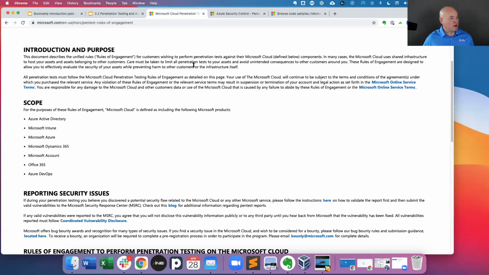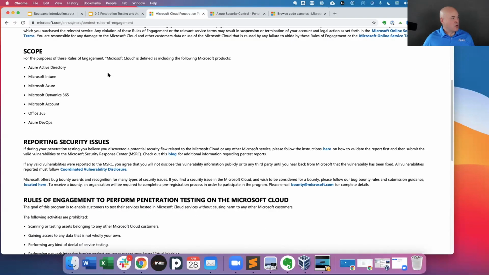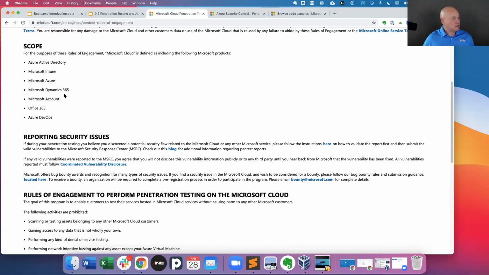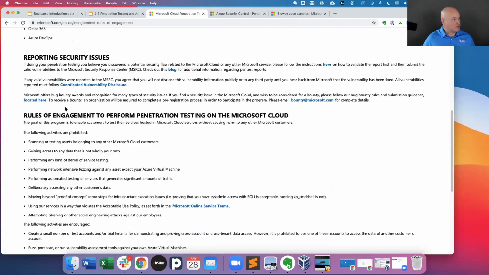So care must be taken to limit all penetration tests to your assets to avoid unintended consequences to other customers. You could accidentally hack someone else, so that's one of the things you want to be careful of. Going through the scope, the purpose of rules of engagement with Microsoft Cloud is defined as including the following Microsoft products: Azure Active Directory, Microsoft Intune, Microsoft Azure, Microsoft Dynamics 365, Microsoft Account, Office 365, and Azure DevOps.